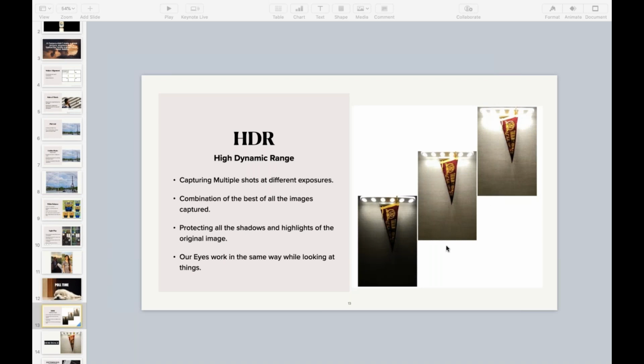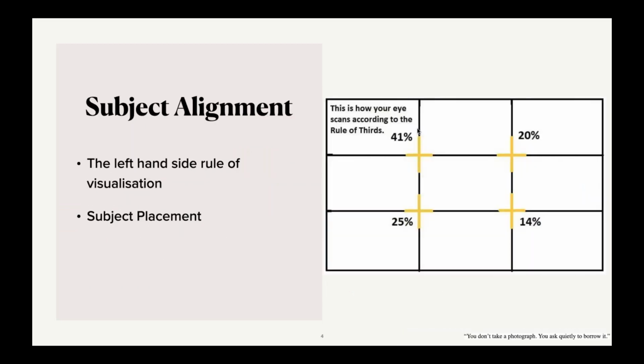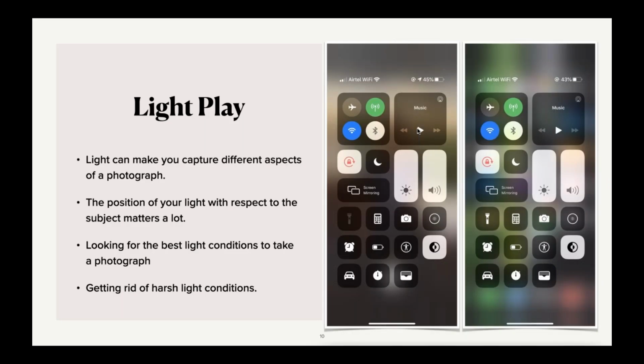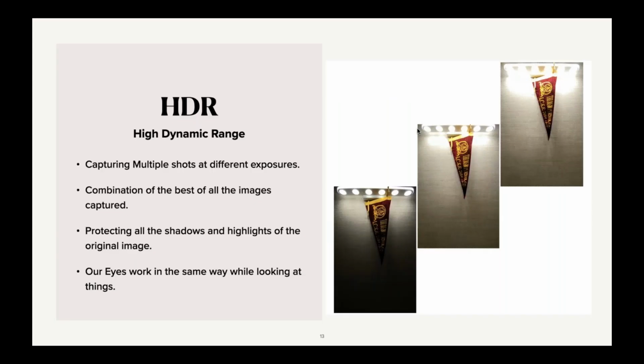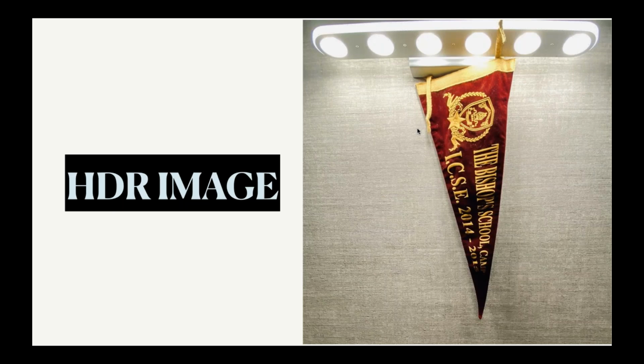HDR is basically, you see that there are images where it's very dark or very overexposed. If you go out in the sun, there are images where there is a big white spot of the sun which is not very appealing to the eye. What HDR does is it takes images with the least light and images with the most light and combines both to make one good image where everything is perfect with all the highlights and all the shadows.